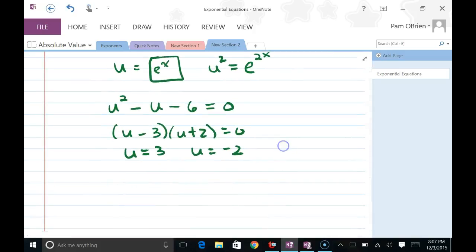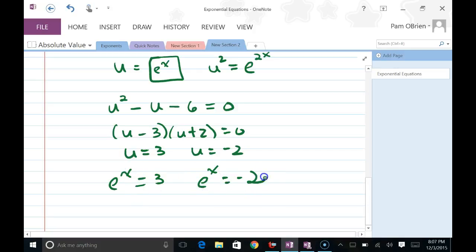Now obviously we're not done. We're going to replace the u with e to the x. So e to the x equals 3 and e to the x equals negative 2. Oh, I really like that second one. If we think of any exponential, the range is always positive. There's really no way that I can raise a positive number like e to a power and get something negative. So this will lead to no solution.